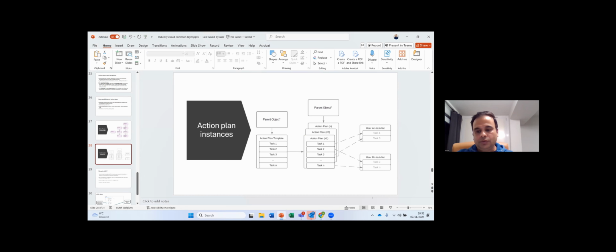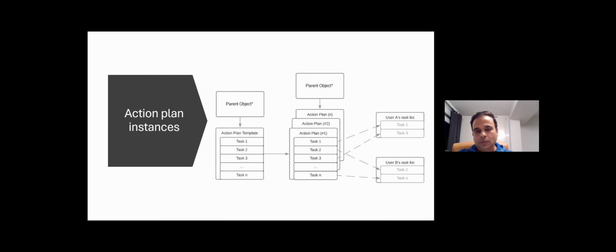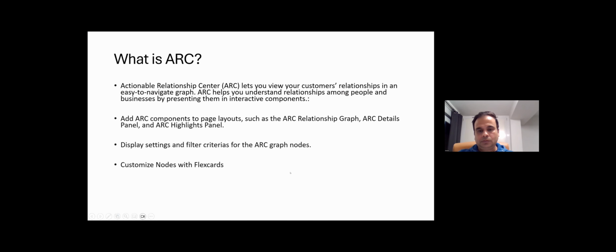Okay, now let's move to the ARC. ARC stands for actionable relationship centers. This is a visual way of showing certain relationships, and it is a very easy-to-navigate graph, easy to create, drag and drop, no code required.